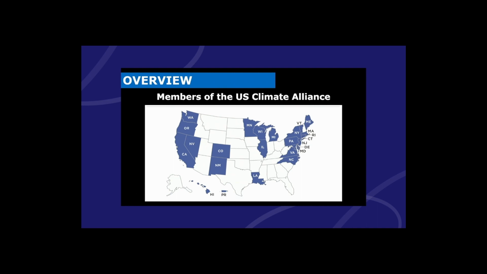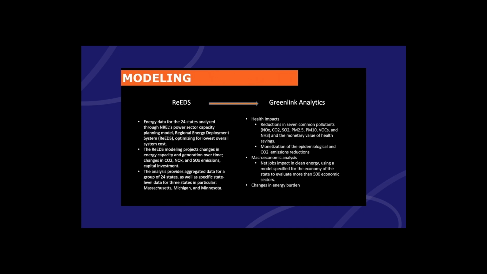moving in that direction. In terms of the modeling, we use the Regional Energy Deployment System Electricity Model, or ReEDS, from the National Renewable Energy Laboratory. This model helps us to project changes in energy capacity and generation, changes in CO2, sulfur dioxide, nitrogen oxide emissions, and also implications in terms of capital investment. And we also collaborated with GreenLink Analytics to be able to understand those everyday impacts like health, changes in jobs, and also energy burden.